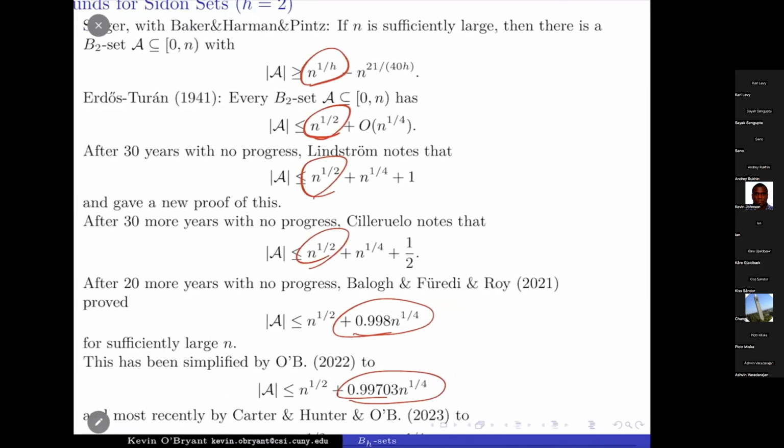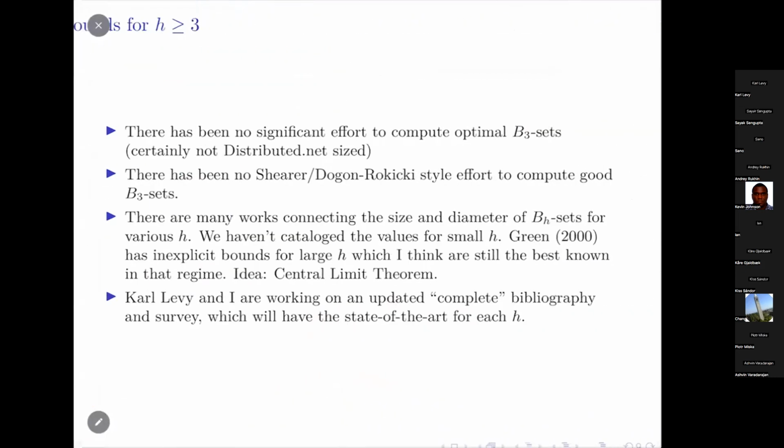Okay. There's been no real computational work for B3 sets, right? The computational work was driven by this Martin Gardner column, and he's just talking about B2 sets, Golomb rulers. And the people who are doing the computations are myopically focused on that, right? They're not aware of the number theory stuff in general.